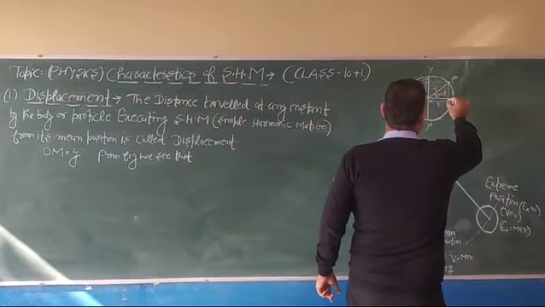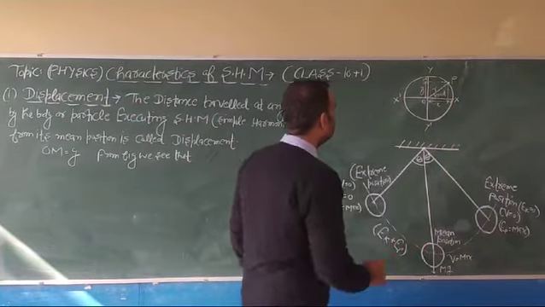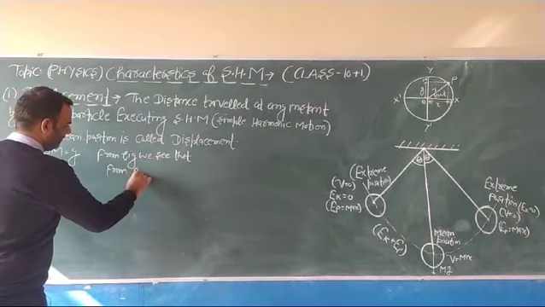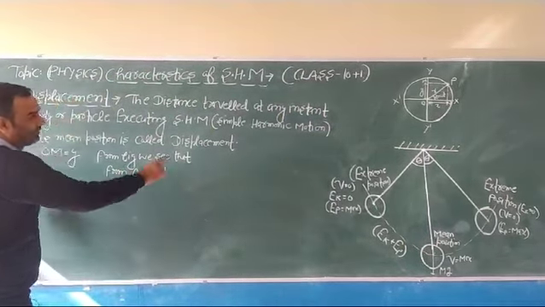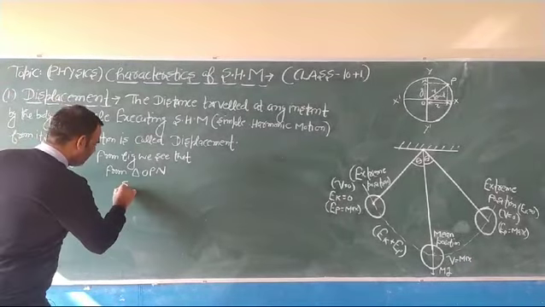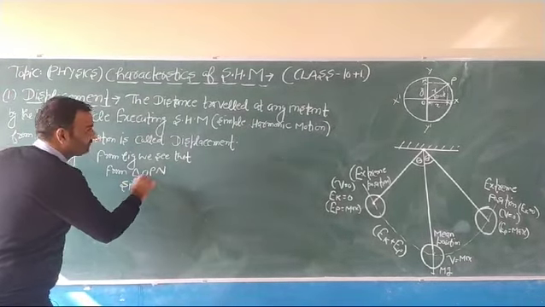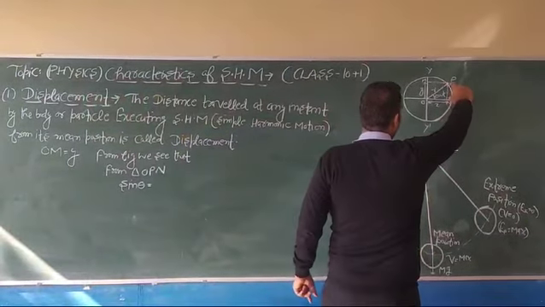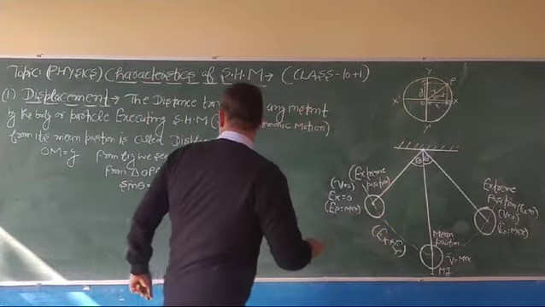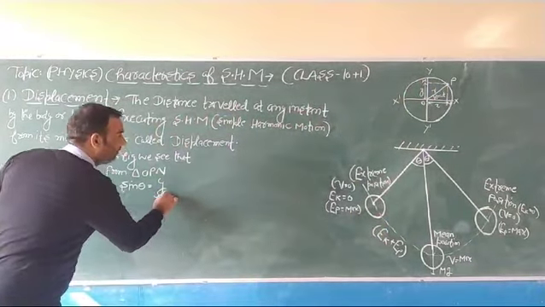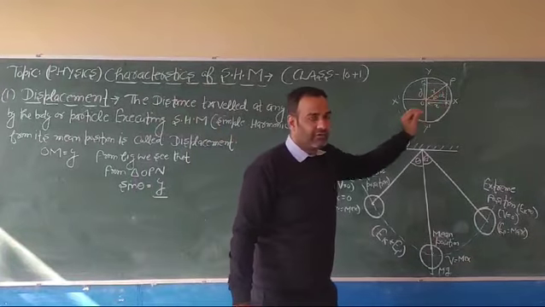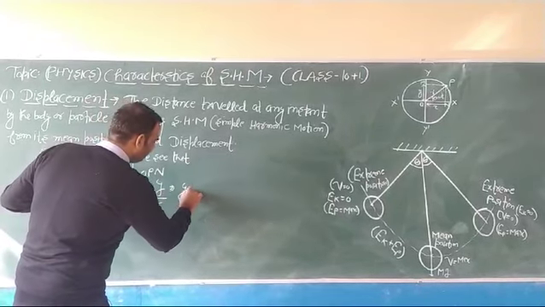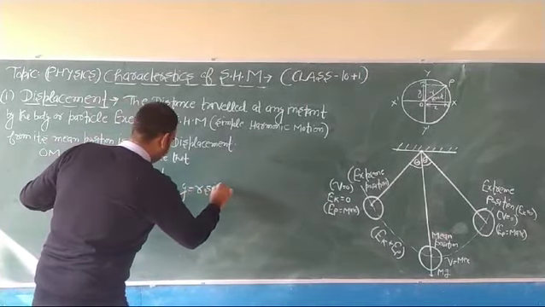From the right angle triangle OPN, what is sin theta? Sin theta is equal to perpendicular upon hypotenuse. So perpendicular PM is equal to y, upon hypotenuse r, so sin theta is y upon r, and y is equal to r sin theta.